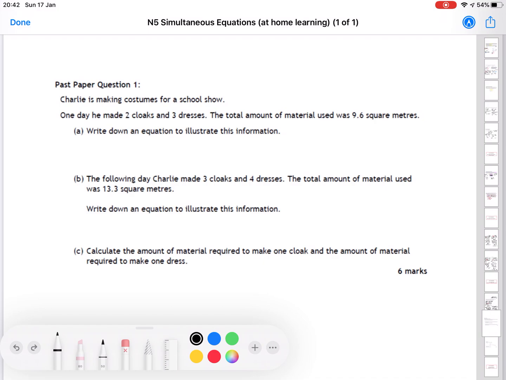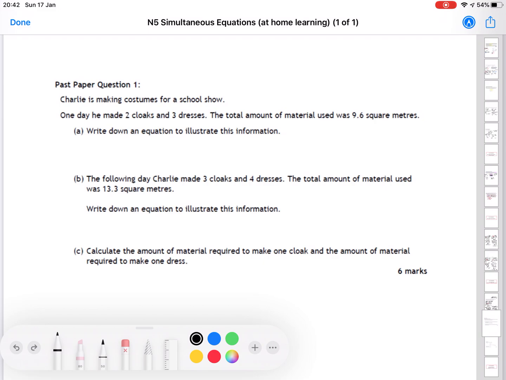So the first past paper question we have here, we have Charlie is making costumes for a school show. One day he made 2 cloaks and 3 dresses. The total amount of material used was 9.6 square metres. So part A of this question is to write down an equation that illustrates that information.